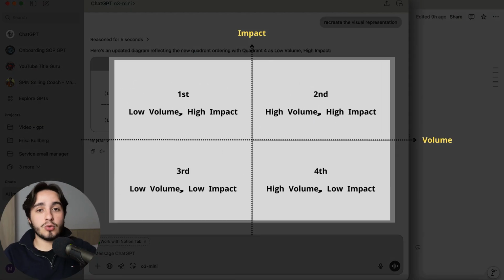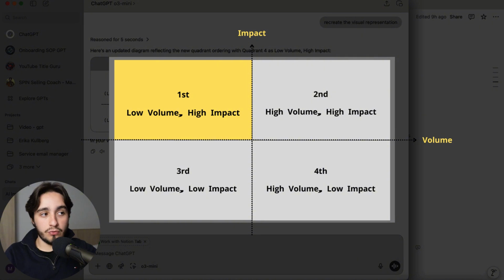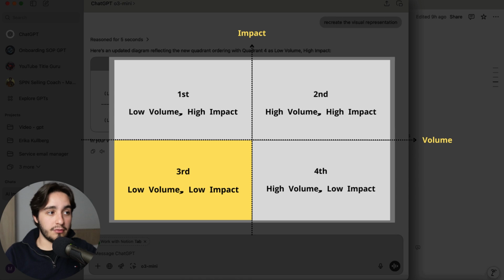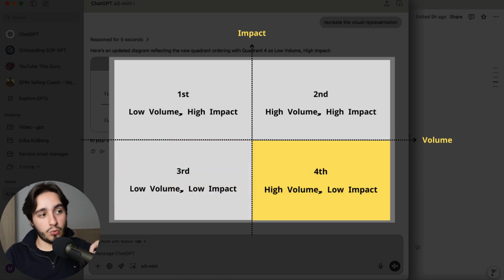Well, as you can see on this quadrant, we have automations that can either have high or low impact or high or low volume. On the first quadrant, we have low volume, high impact. On the second quadrant, we have high volume, high impact. On the third quadrant, we have low volume, low impact. And on the fourth quadrant, we have high volume, low impact.